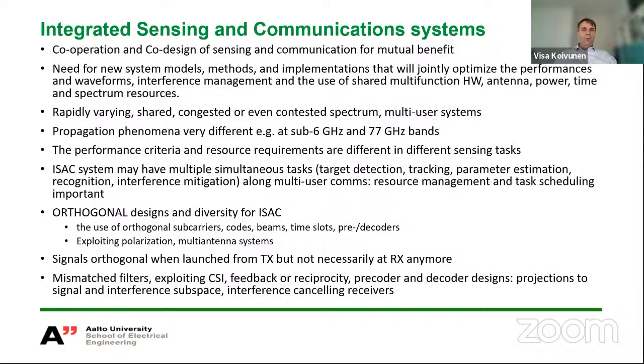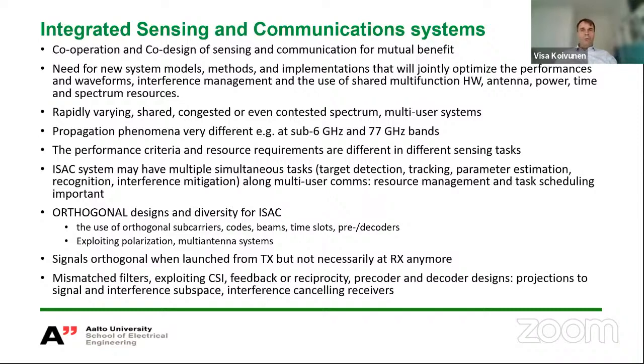These signals, when you launch them from the transmitter, may be orthogonal, but in many cases when they actually reach the receiver, they are not orthogonal anymore, and therefore receiver processing is also very important. There are a variety of techniques to deal with such cases, using mismatched filters instead of matched filters, exploiting the channel state information for optimizing the waveforms, taking advantage of feedback, feed forward, or reciprocity, and all these precoder and decoder designs to make sure that the signals are projected to different subspaces with no interference.